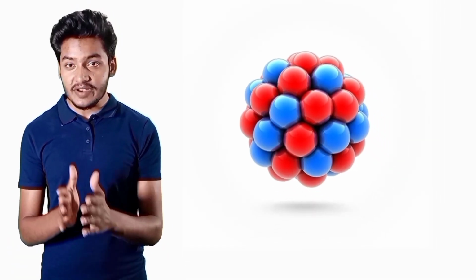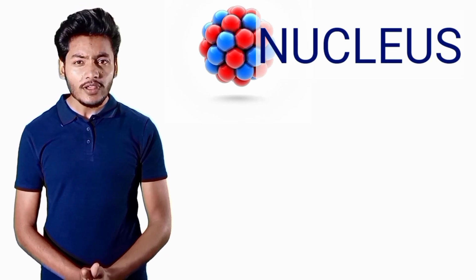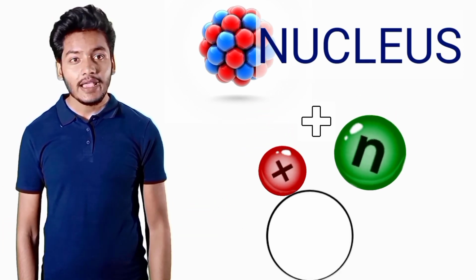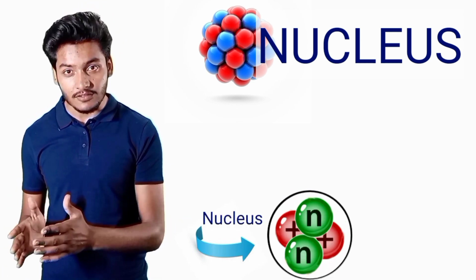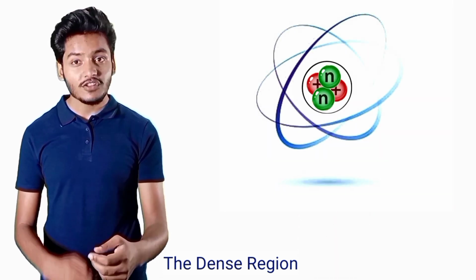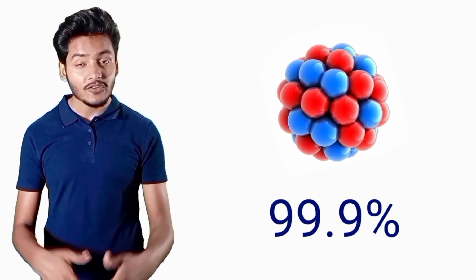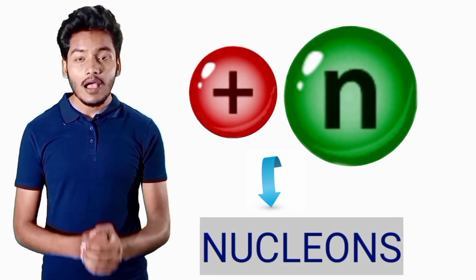Now about the most celebrated part of the atom, and that is nucleus. Nucleus itself is nothing but the collection of proton and the neutron. If we define nucleus with a formal definition, then it would be like this. The dense region at the center of an atom that consists of proton and the neutron is called nucleus. Nucleus makes 99.9% mass of an atom. And due to the nucleus, proton and neutron are also called nucleons.